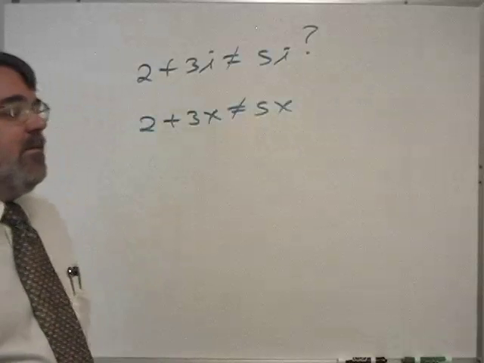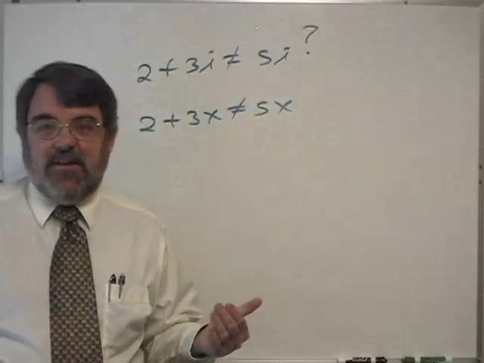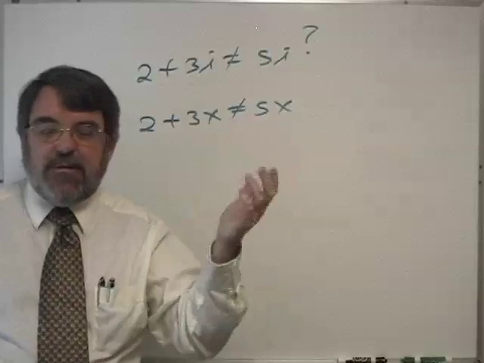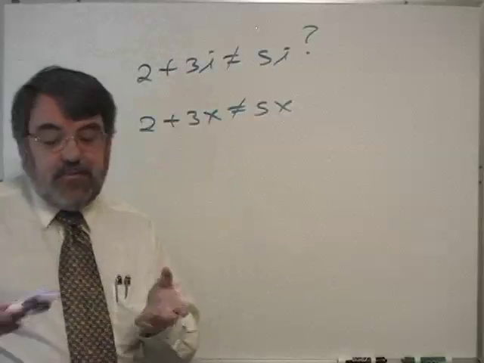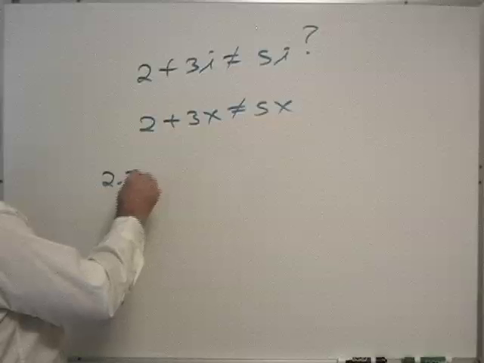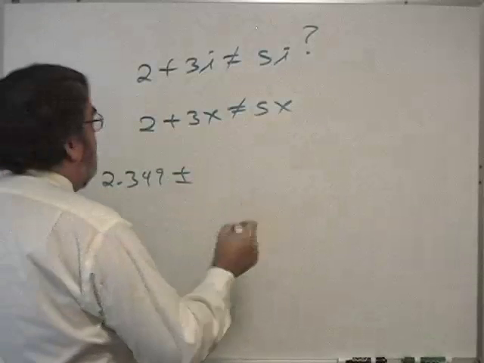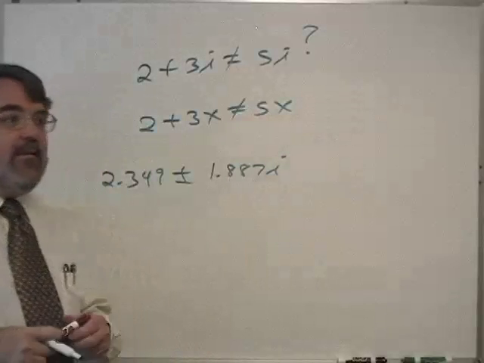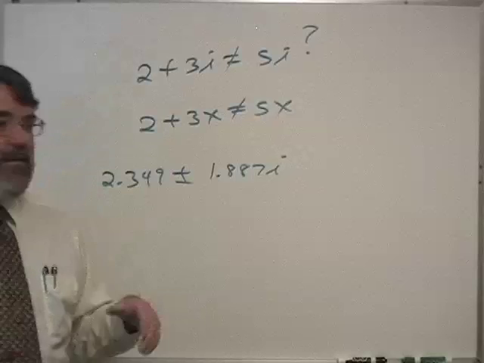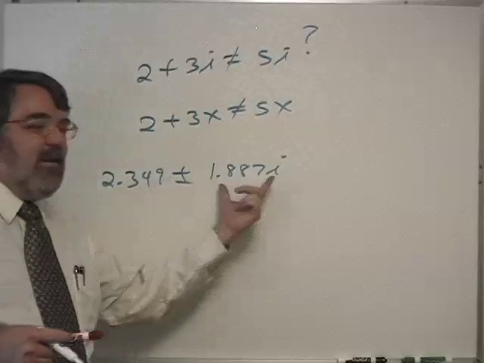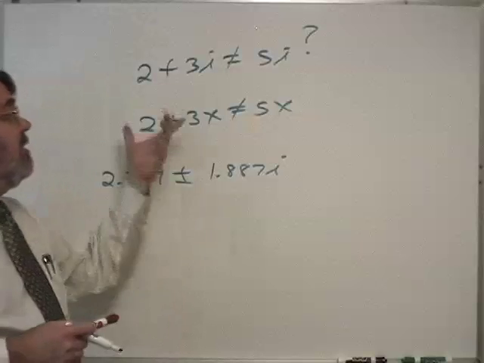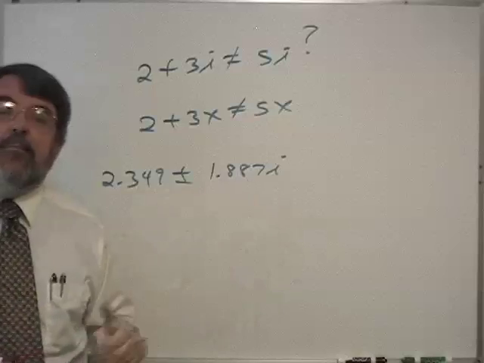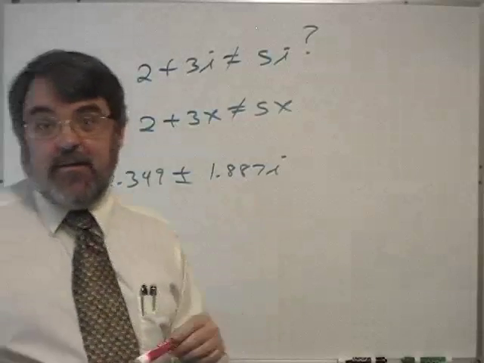And the reason I think they make that mistake is because when you have decimals, you tend to overlook the fact that, if these were decimals, for example, suppose it was 2.349 plus or minus 1.887i, it's easier to overlook the fact that these are unlike terms and cannot be combined. Same up here. We can't combine 2 plus 3i any more than we can combine these two terms. So I'm going to come back and remind you of that at the end of this video.